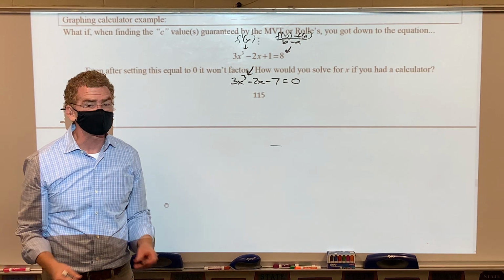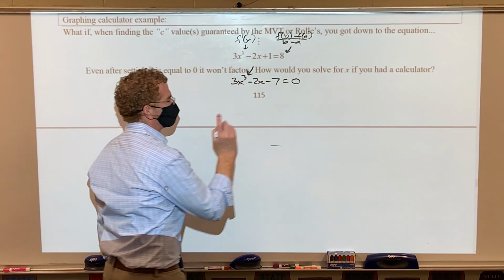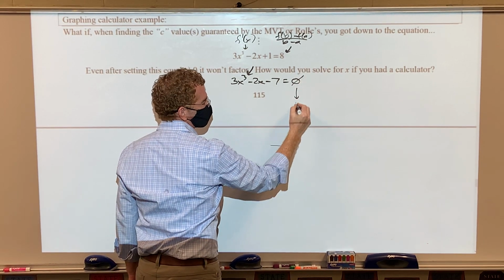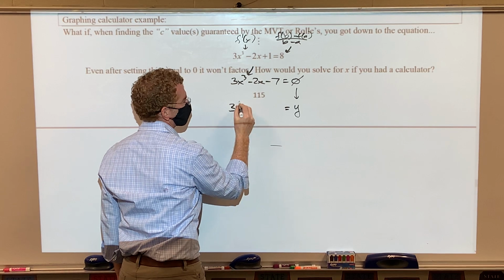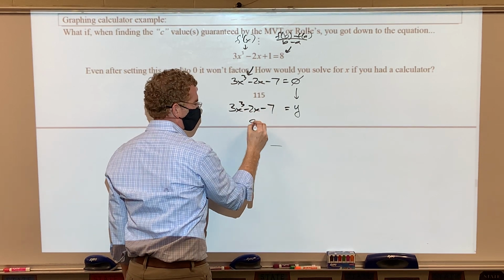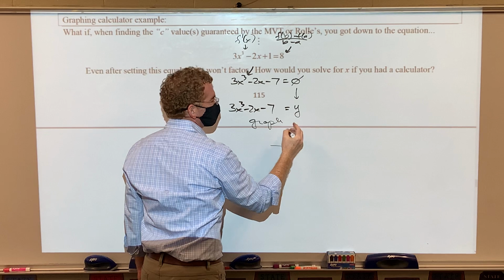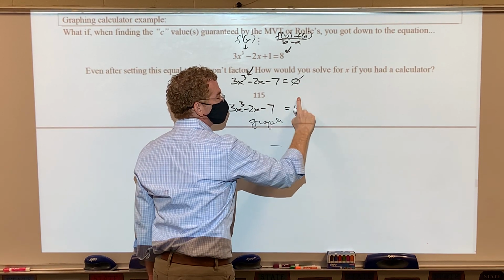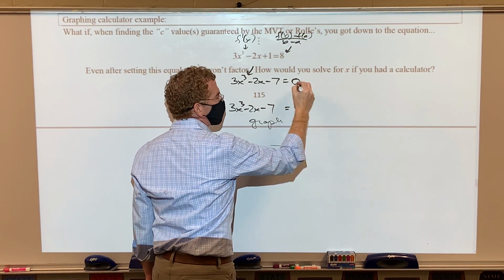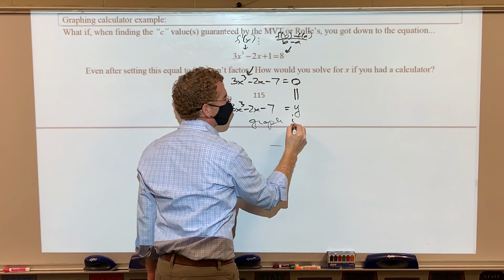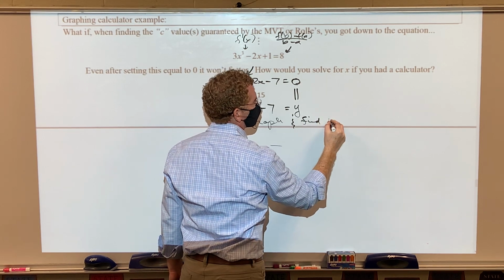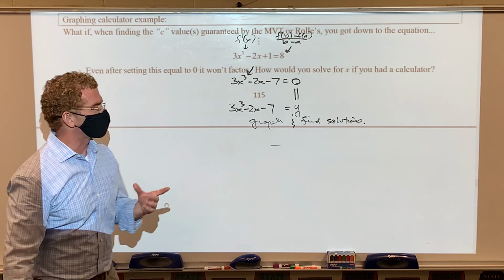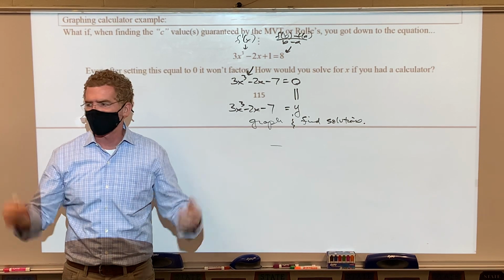What do you do to solve if you have a calculator? I've mentioned this once before, I don't know if you were in class though. You're going to change that to a y, graph and find the zeros. Literally, where is y? You just replaced it, right? Where is y? 0. Graph and find solutions. And then what else do you have to be careful about? That your solutions are in the interval they happen to have at the beginning of the problem.